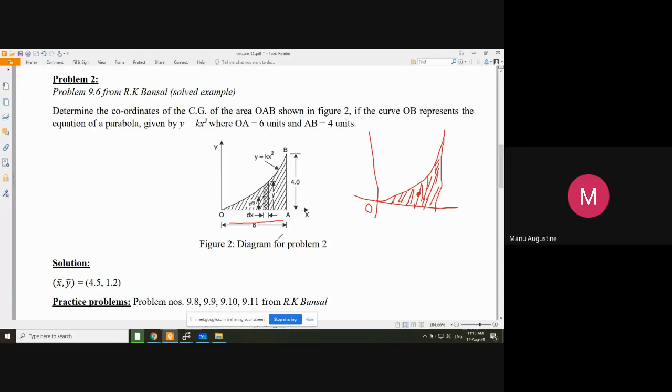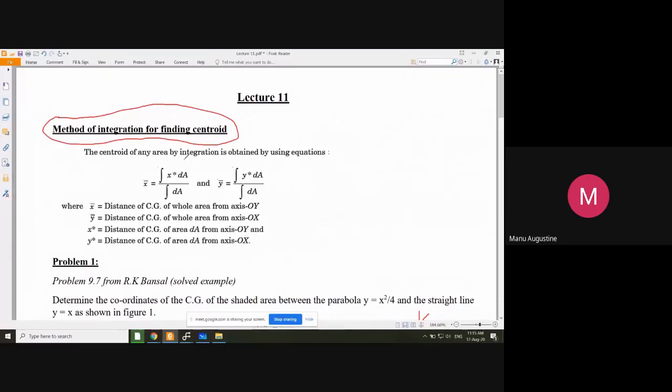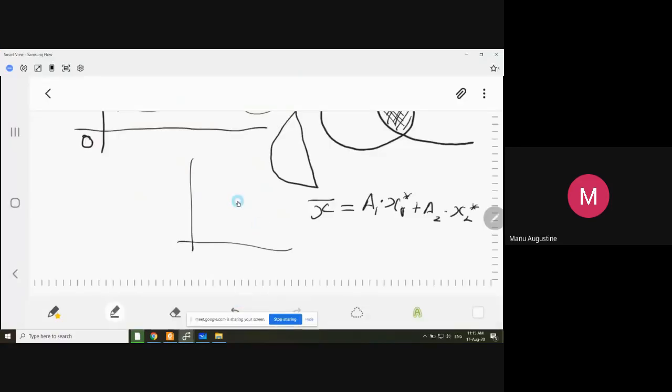So now we bring in the concept of integration for solving such questions. And surprisingly, if you look at the formula, you will find that it is almost exactly similar to what you have already learned. Let us see how they are similar to each other.